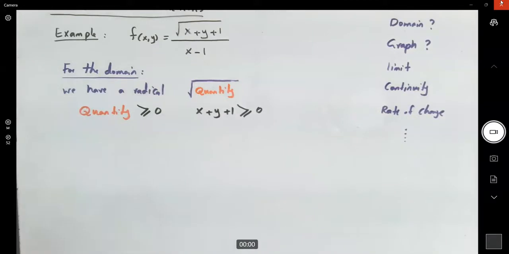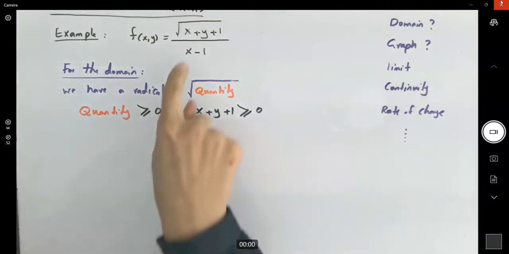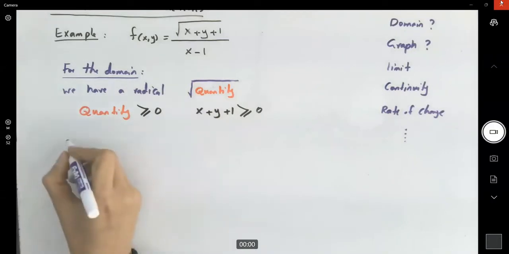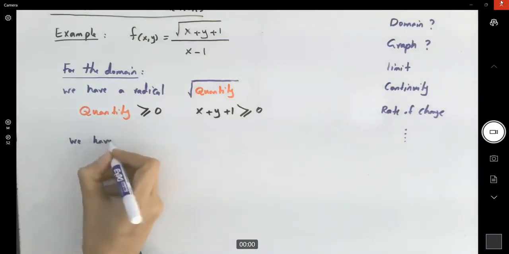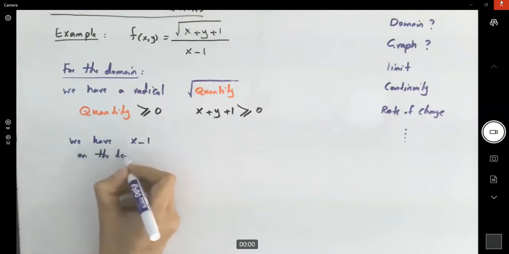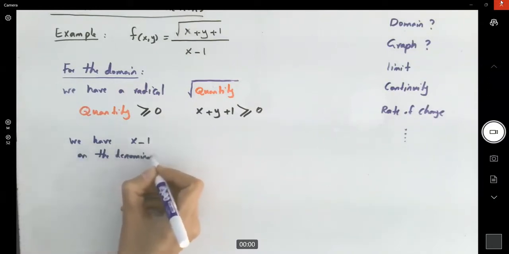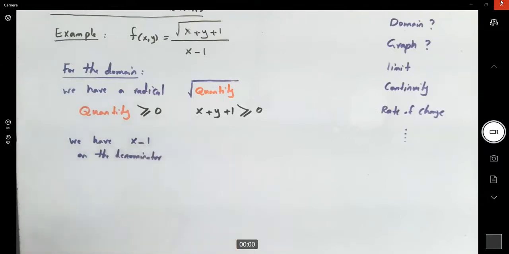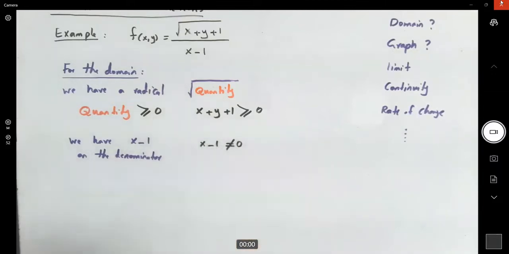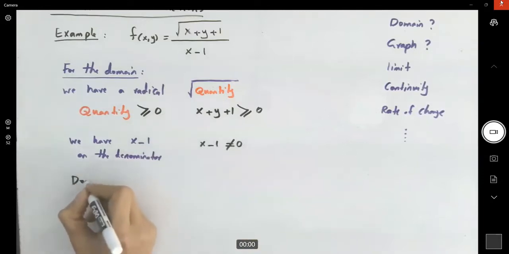Okay. What else do I have? I have a quantity on the denominator. We have x minus 1 on the denominator. What's the meaning of that? This guy cannot be 0. So x minus 1 cannot be 0.